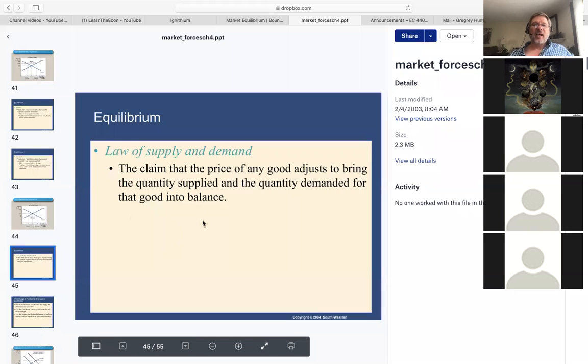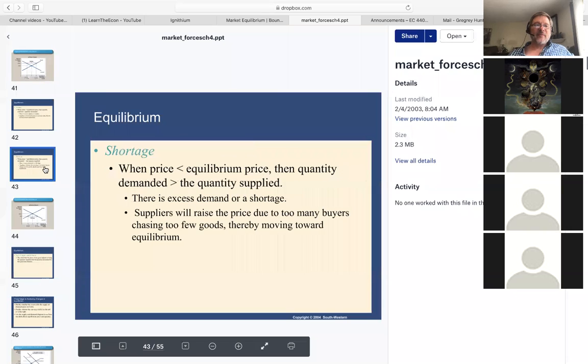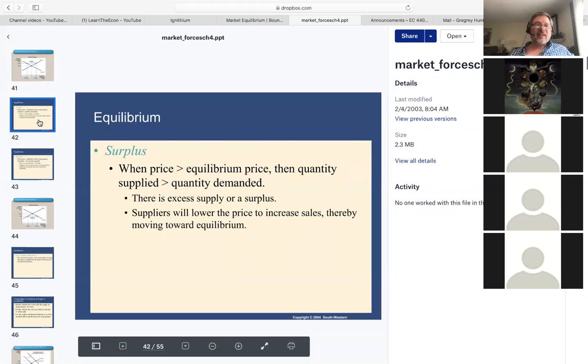Okay, next slide. Yeah, so that summarizes it. When price is above equilibrium price, then quantity supplied is greater than quantity demanded. There's an excess supply, or what we call a surplus, and suppliers tend to lower their price to increase their sales and thereby move towards equilibrium.